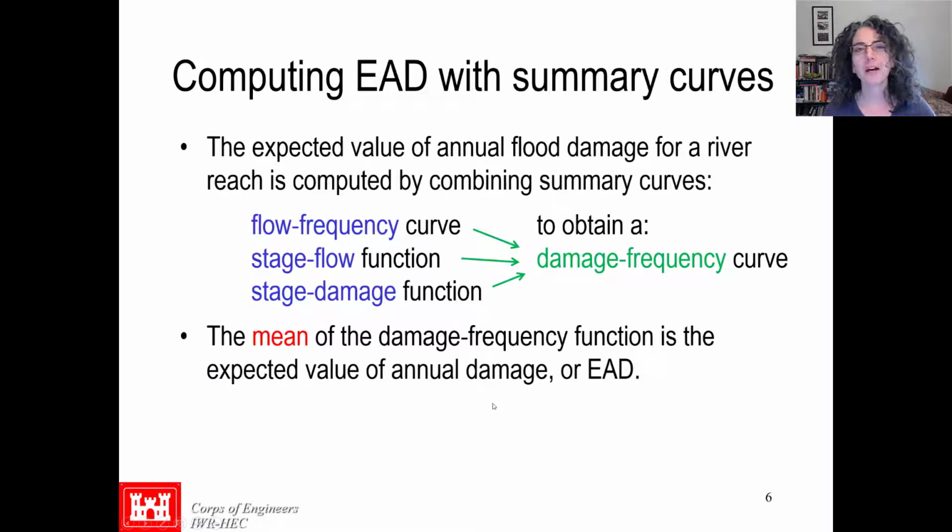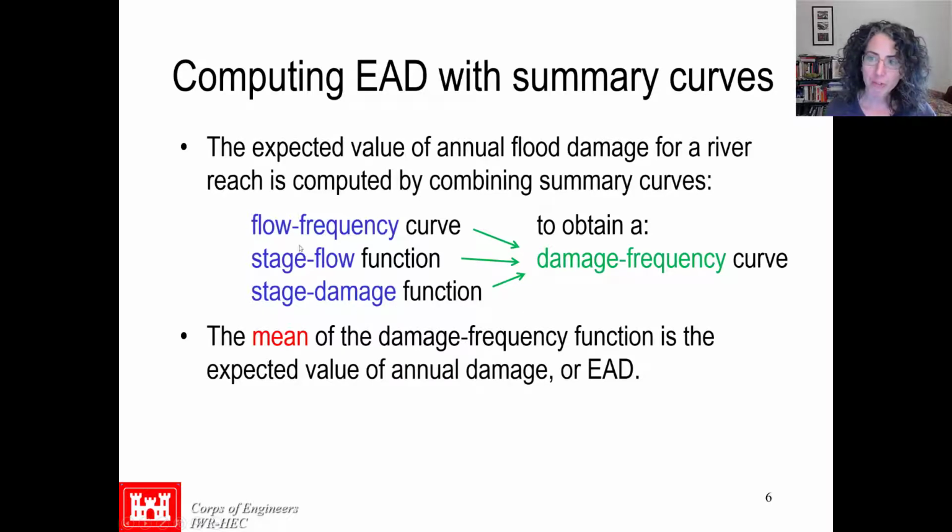So, although it's helpful, I think, to think about EAD as the average damage over a long period of time, we don't actually compute it that way, right? We develop a damage frequency curve. And we develop that curve by using relationships that summarize our other disciplines of hydrology, hydraulics, and economics. So we combine a flow frequency curve with a flow stage relationship and a stage damage relationship.